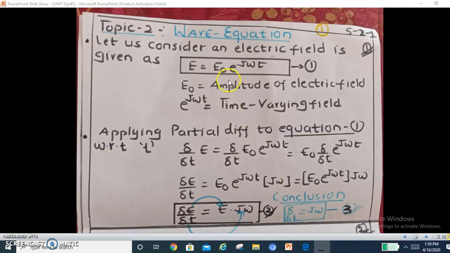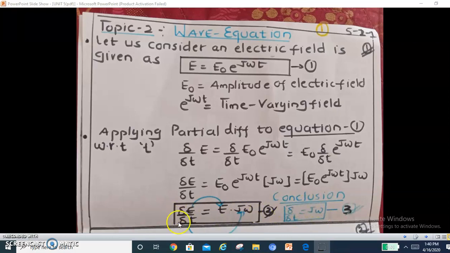As we know, this is our electric field, and we have to apply the partial differentiation. Once you apply it, the constants can be taken outside, and the partial differentiation of e power j omega t is nothing but a constant times the same signal, into another constant E naught. E naught into e power j omega t is nothing but your electric field, so replace it with the electric field. The point to notice here is that once we have equality, then I can say that if this is equal, then this should also be equal. So dou by dou t is equal to j omega, and that is our conclusion.